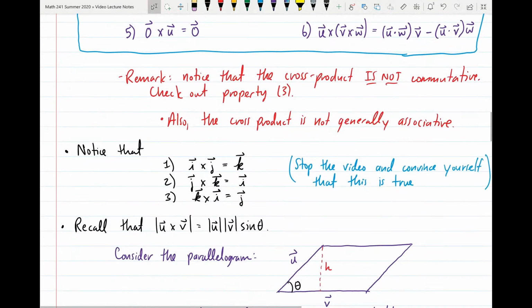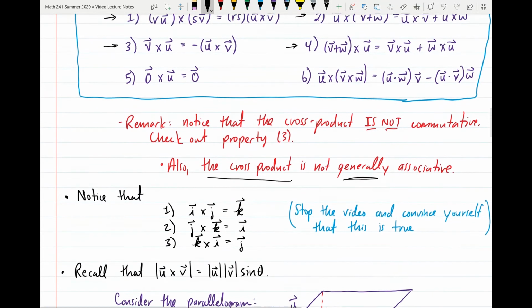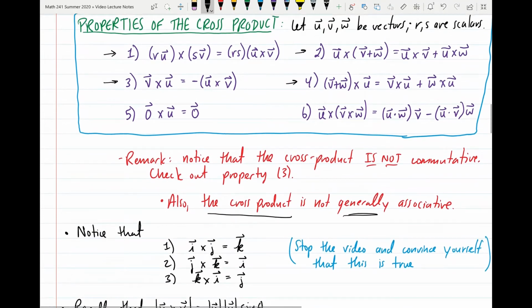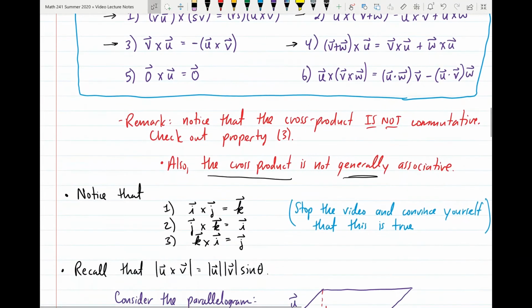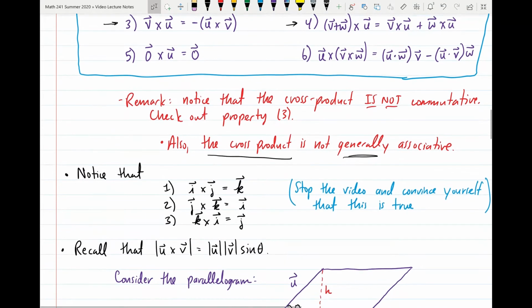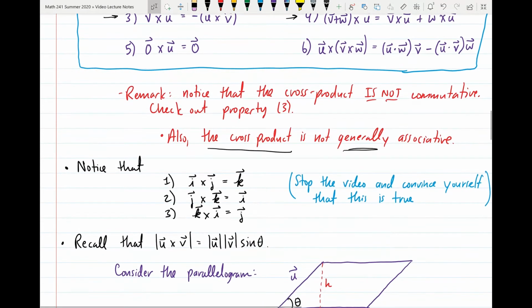And it's also good to note that the cross product is generally not associative either. So these are two different properties that we did have for the dot product, and the majority of operations that we perform on any kind of real numbers or scalars. So this is the first time where we have an operation that's a little bit funky. It's an operation that's not commutative and it's not generally associative.